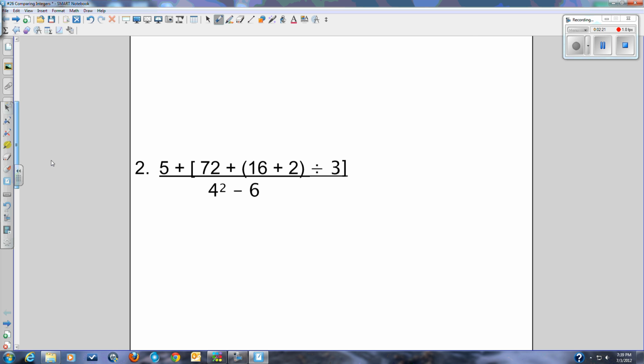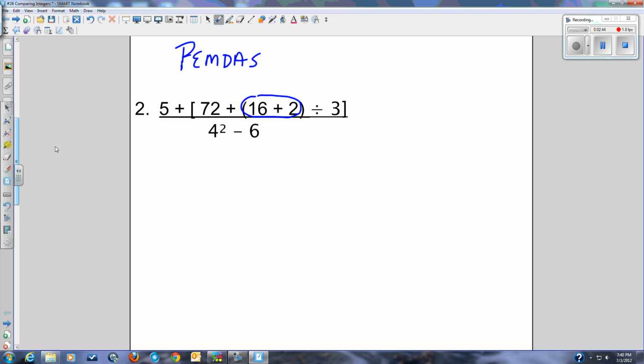Let's look at this problem here. Again, we want to do everything in the numerator first. When we're working with PEMDAS, we start with our innermost parentheses, if there's more than one set, or if there's one set inside the other. So we're going to start with 16 plus 2, which gives us 18.